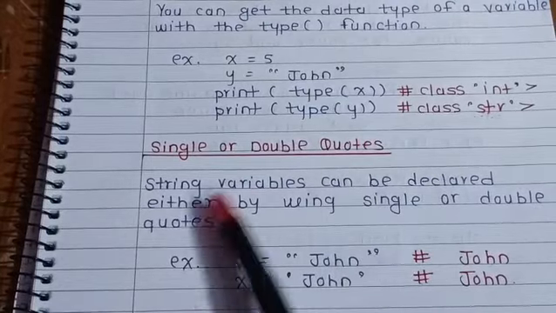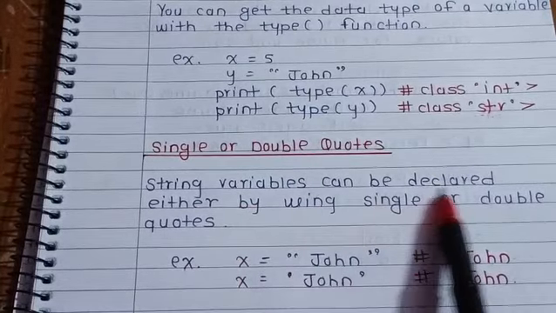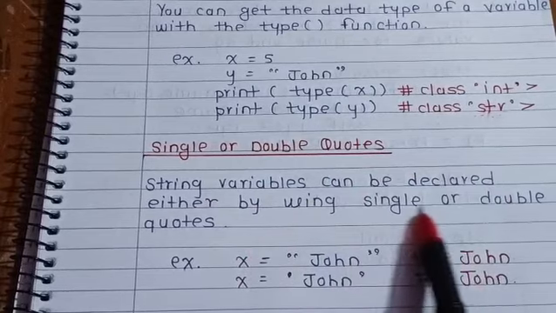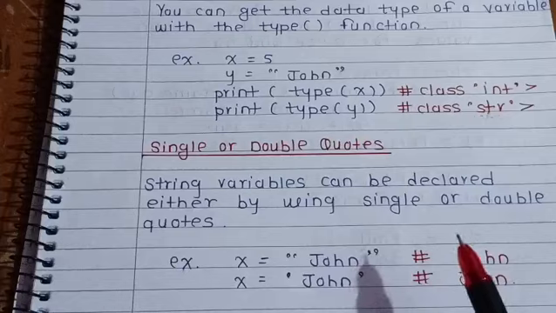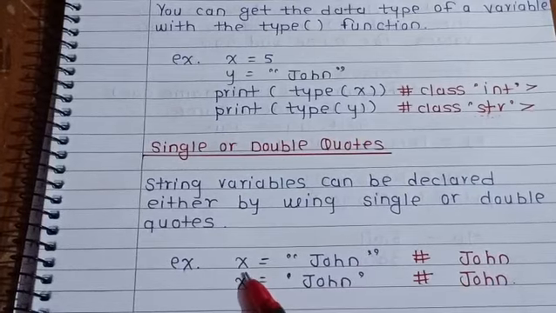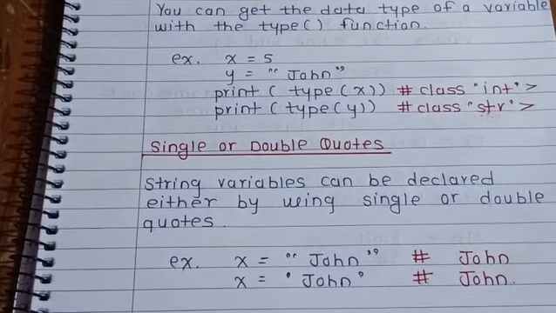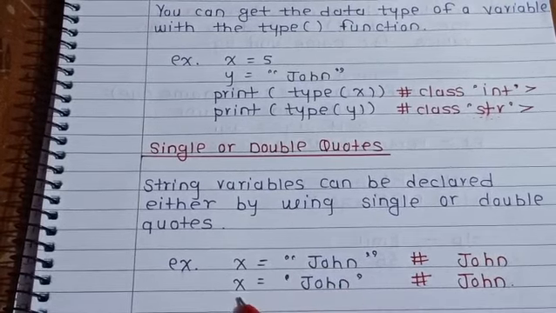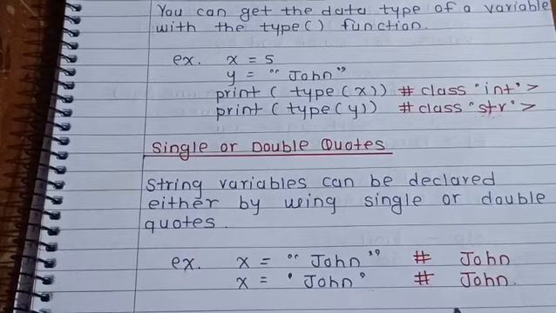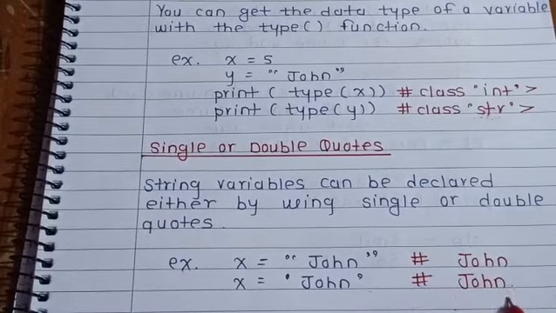Single or double quotes. String variables can be declared either by using single or double quotes. There is no difference between single or double quotes. We can use either of them. So x equal to "John" in double quotes, x equal to 'John' in single quotes. There is no difference in the output.